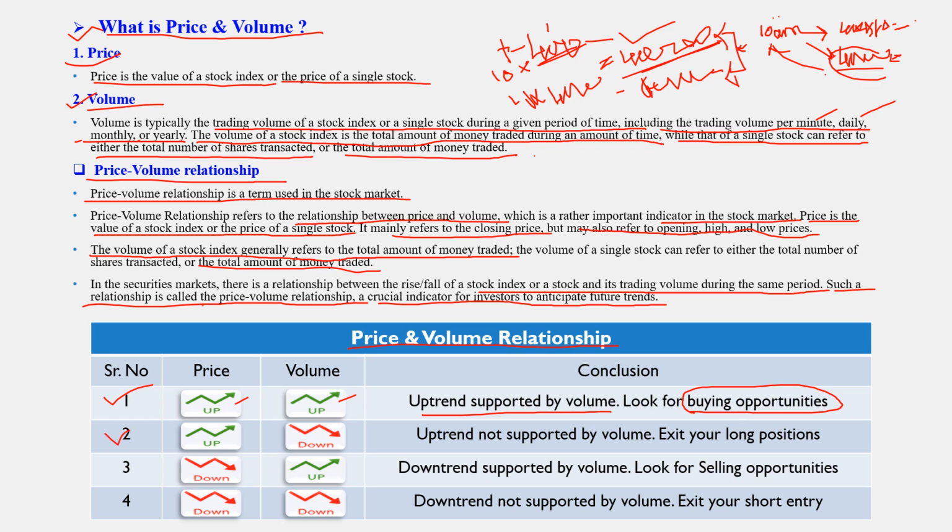Second is when the price is going up for some stock, but the volume is going down, right? Meaning the uptrend is not supported by volume.